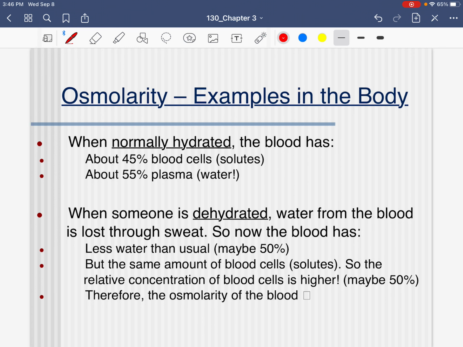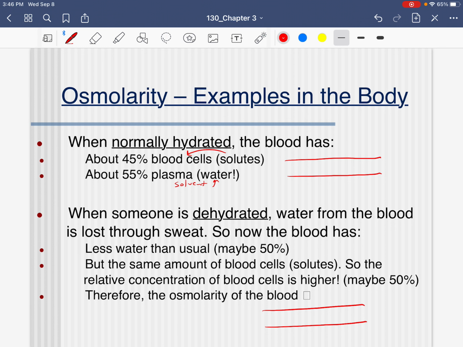So I'm going to give an example in our body, and we're going to talk about the bloodstream. So let's talk about a normal bloodstream. Here's the blood, normal. And then down here, we'll talk about a dehydrated bloodstream. So let's first identify the solute and the solvent. Well, the solvent, as it is almost always in the body, is water. And the solutes are blood cells.